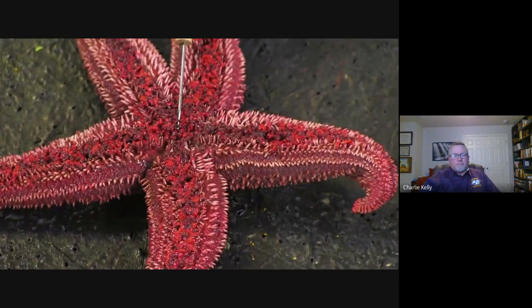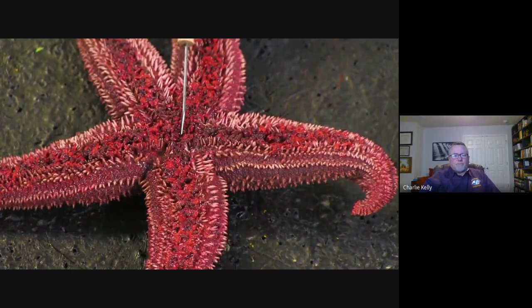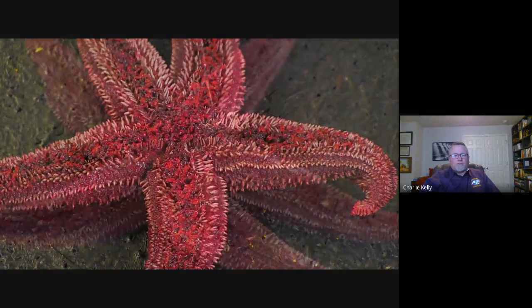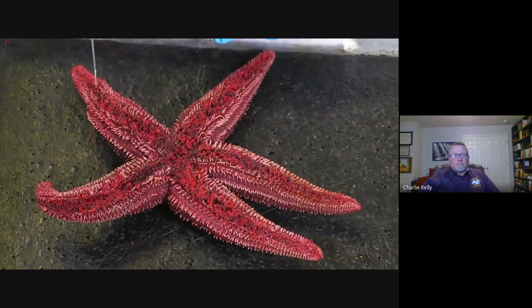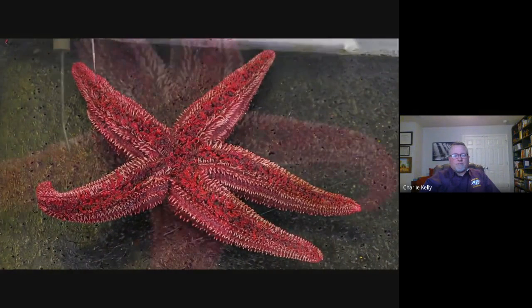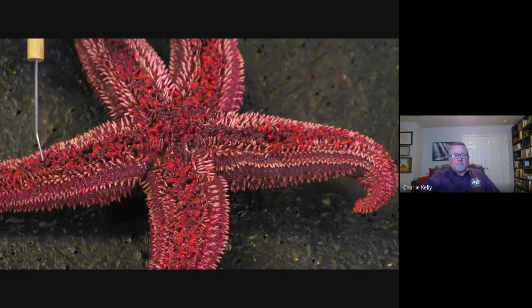The mouth can be found on the oral side. It can be seen in the middle of the central disc and will be surrounded by spines. Notice the ambulacral grooves that extend from the mouth to the tip of each arm. Observe the suction cup-like projections known as tube feet, which line these grooves.